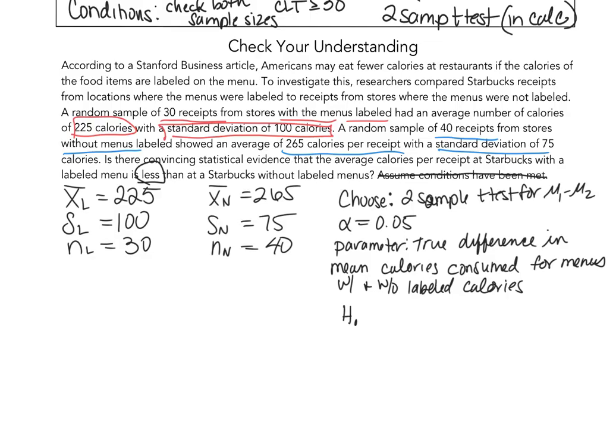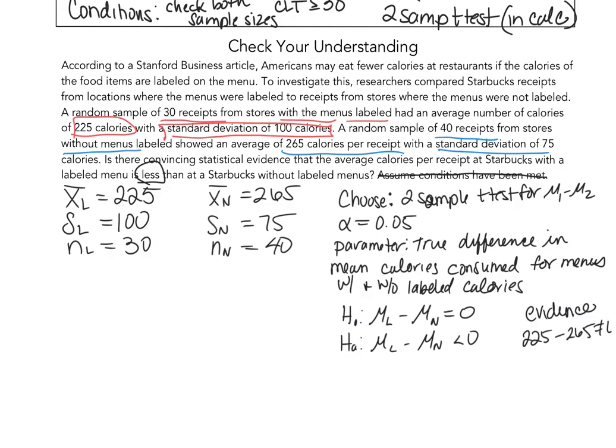Let's see, my hypotheses. My null hypothesis will be that the mean for the labeled minus the mean for the not labeled equals 0. And my alternative would be the mean for the labeled minus the mean for the not labeled is less than 0. So if I'm subtracting them and the not labeled is larger, it's going to end up negative. And what's my evidence for HA? It's that 225 minus 265 does not equal 0. So there is a difference of 40. So x bar L minus x bar N is equal to negative 40.